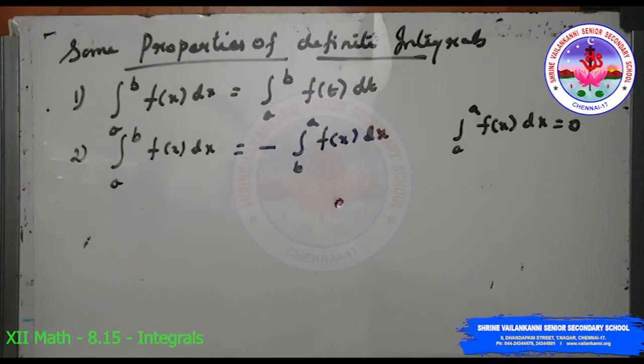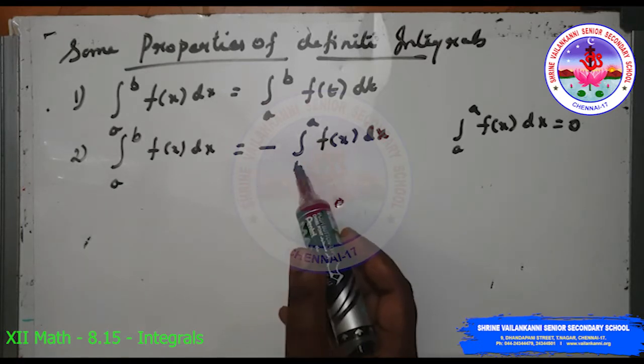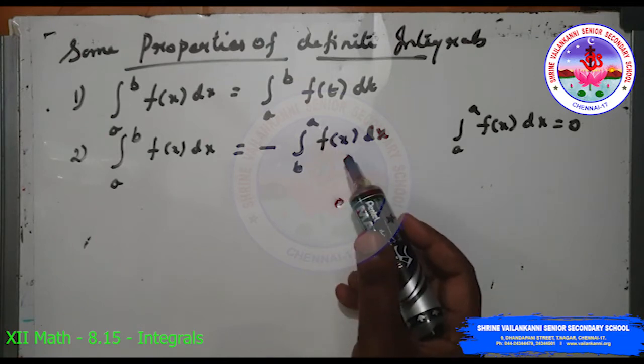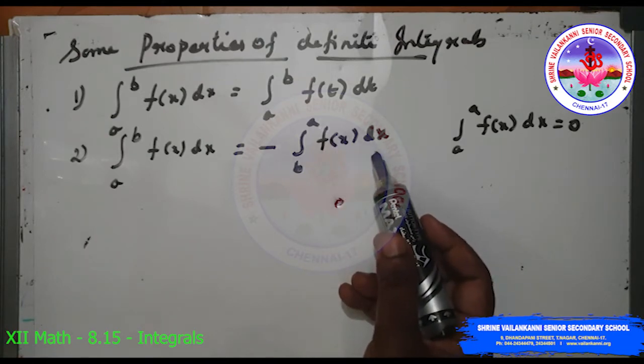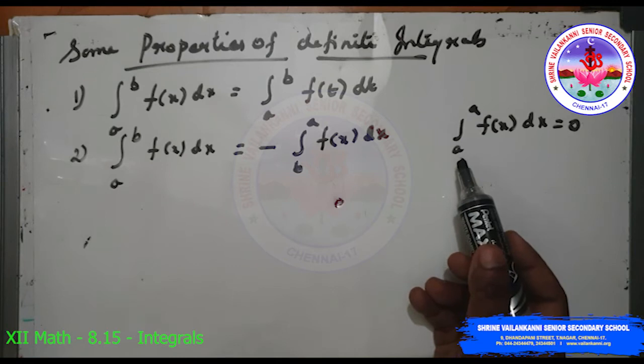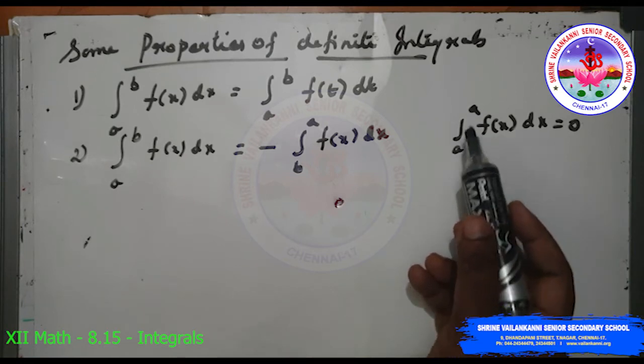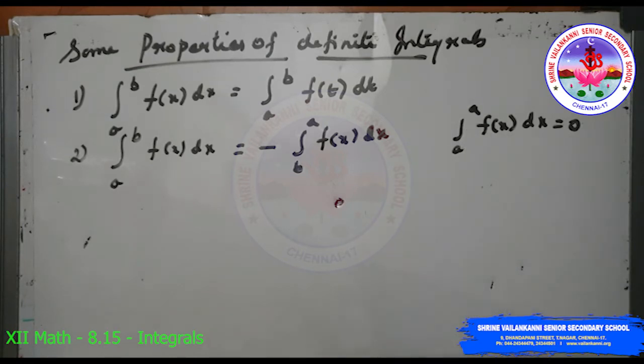Second property: integral of a to b f of x dx, we write this as F of b minus F of a, that is upper limit minus lower limit. If it is minus of F of a minus F of b, that is lower limit minus upper limit, then it is minus of integral of b to a f of x dx. So if we substitute a equal to b, then integral of a to a f of x dx is equal to 0.